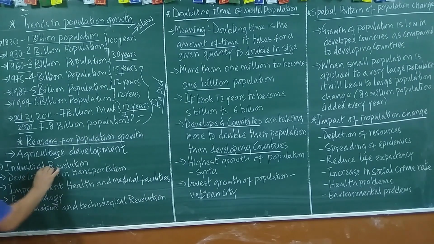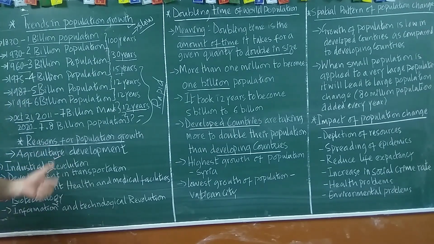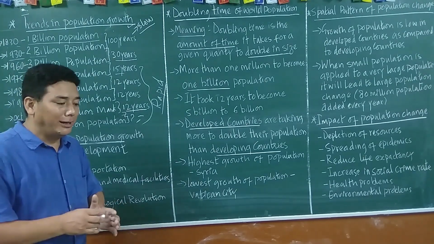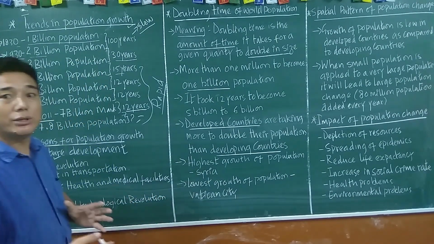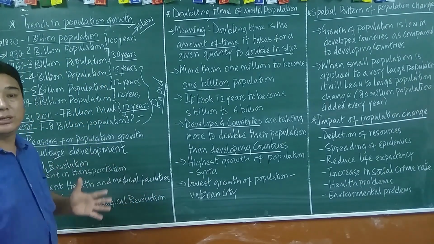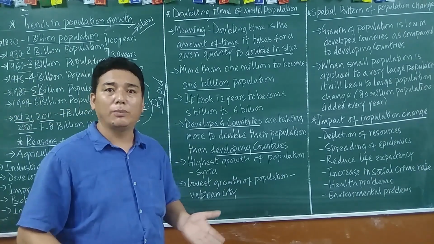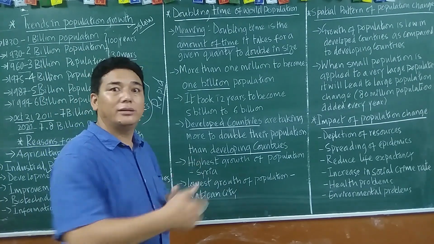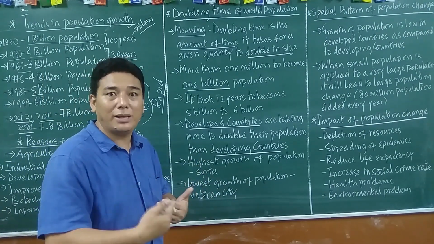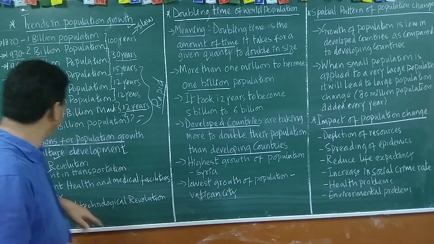The next one, why is the world population increasing rapidly? The main reason is industrialization. There is a huge increase in industry. Why is there an increase in industry? The population has increased, demand has increased, and for the demand there is a new supply. Am I right? And all the supplies are produced in the industry.